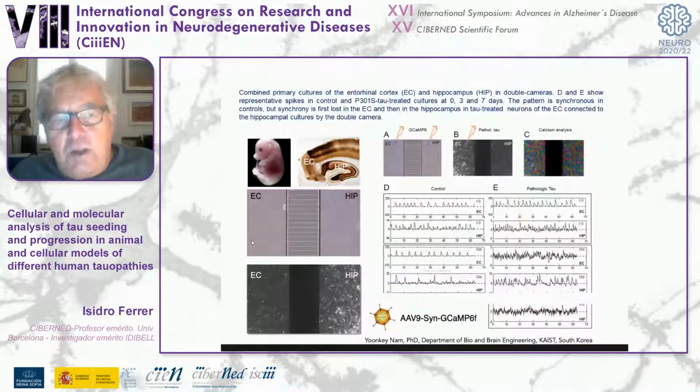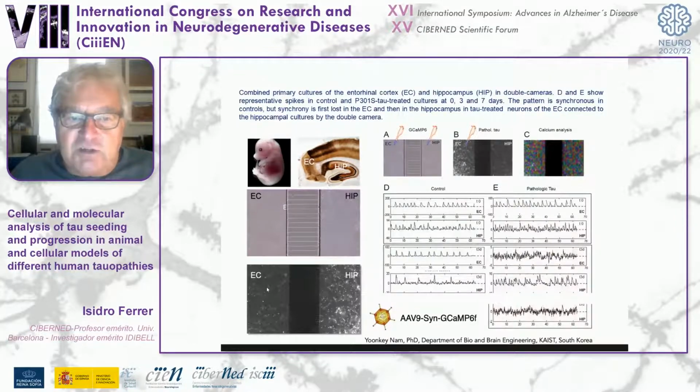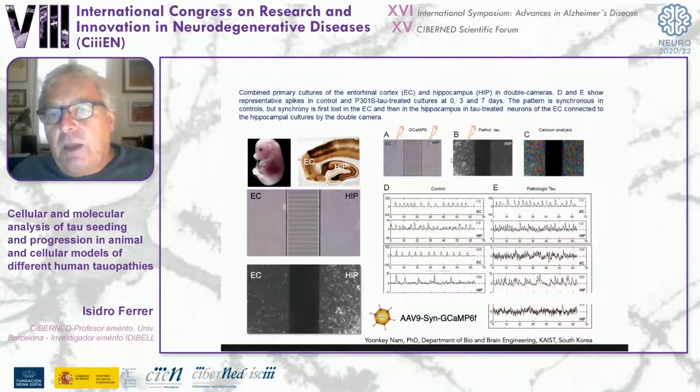Well, what happens when we put some tau in this kind of cultures? Here is the entorhinal cortex and the hippocampus, so at the beginning there is nothing. Here we put pathologic tau, and then we carved out the calcium analysis, this one, and we can see here the different pulses, and we can see that following tau inoculation, all this system fails.